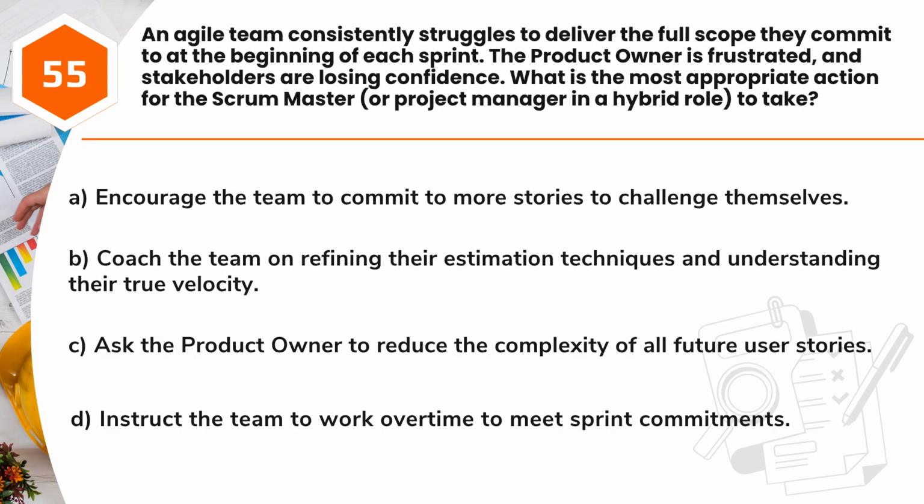Question 55. An Agile team consistently struggles to deliver the full scope they commit to at the beginning of each sprint. The product owner is frustrated, and stakeholders are losing confidence. What is the most appropriate action for the Scrum Master, or project manager in a hybrid role, to take? A. Encourage the team to commit to more stories to challenge themselves.